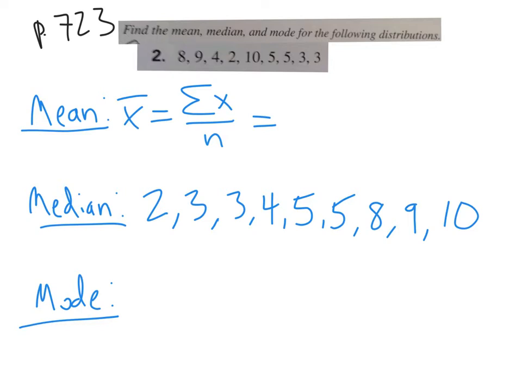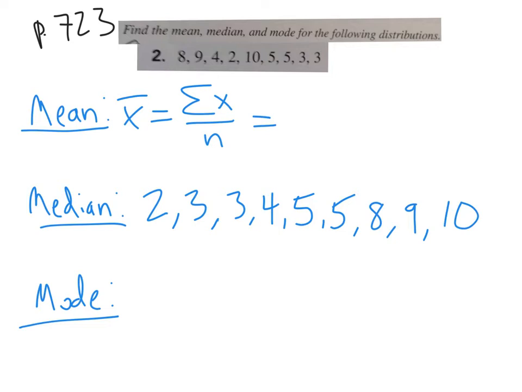Let's do a quick example here, finding the mean, median, mode. This is on page 723 and number 2. So we have a short little data set here, I think 9 values, the 8, 9, 4, 2, etc. And we are going to calculate our mean first. So I wrote the formula for you. Remember, x bar just stands for the mean, and the formula is the sum of all x's divided by n, which is how many values there are. So I did this very easy math for you already. If you add up all the values here, the 8 plus 9 plus 4 plus 2, etc., you should get 49.